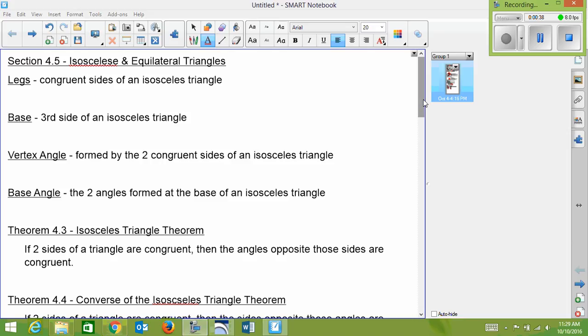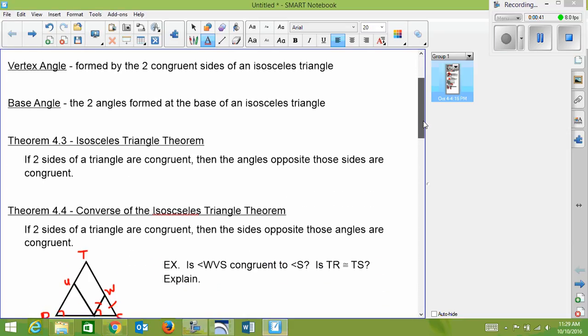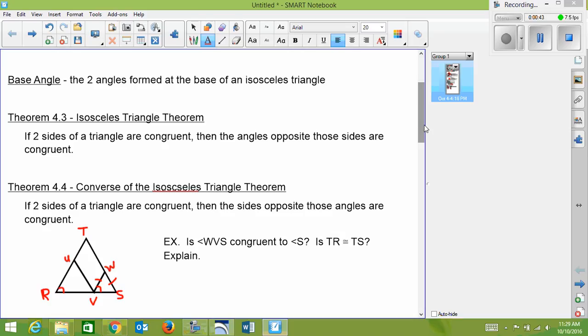Theorem 4.3, isosceles triangle theorem. If two sides of a triangle are congruent, then the angles opposite those sides are congruent also.